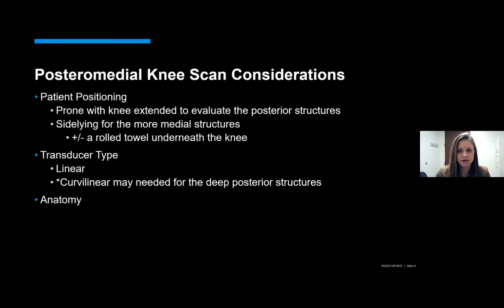So before every ultrasound evaluation, it's important to think about positioning of the patient, transducer type, as well as the anatomy. So with the patient prone with the knee extended, you can visualize much of the posterior and posterior medial structures. But a sideline position with or without a rolled towel underneath the knee may be helpful, especially for those more medial structures. A high frequency linear probe will be best to visualize those superficial structures, and then trapezoidal view or curvilinear probe may be needed to evaluate the deeper structures as well as give a wider field of view. And then regardless of region, it's important to think about the anatomy of interest.